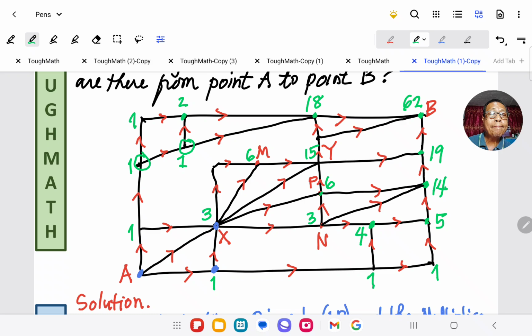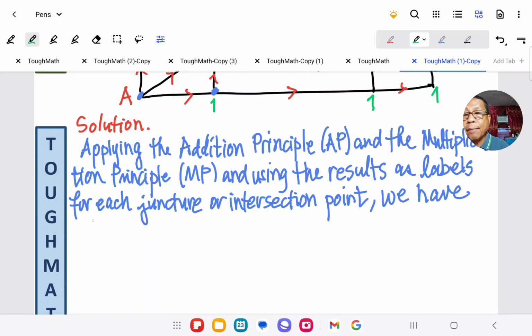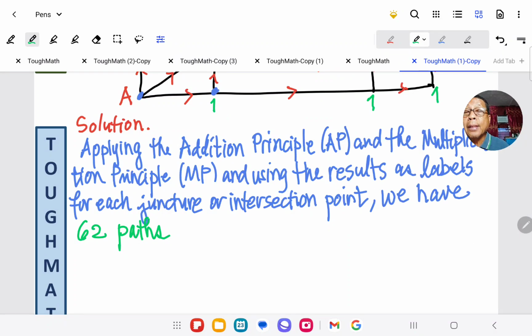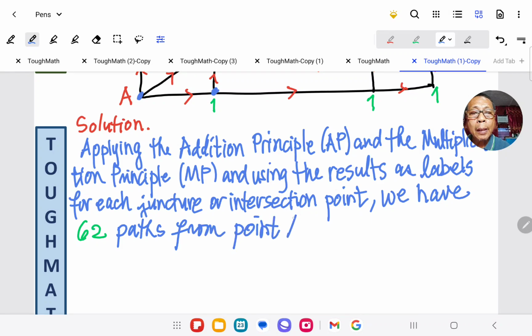So we have 62 paths from point A to point B. Okay, sorry, I should be consistent in using the colors. So this must be blue. Okay, so that's for problem number 1.